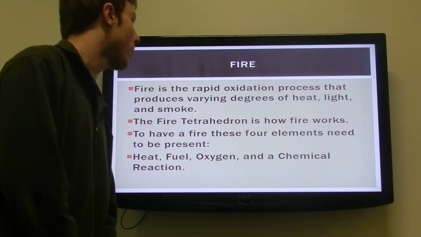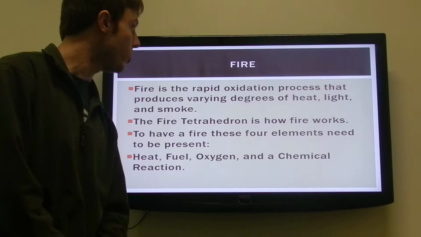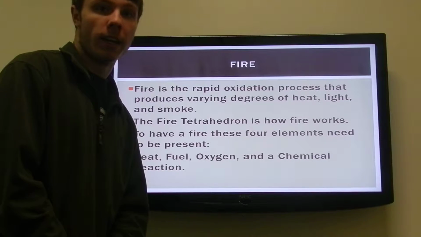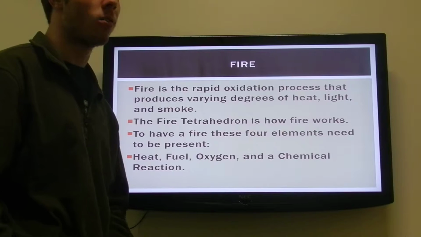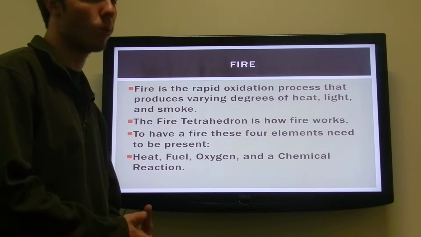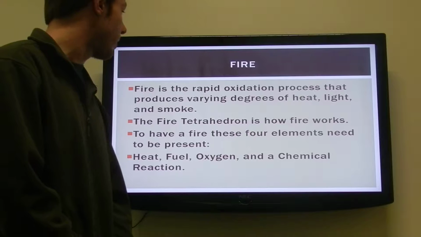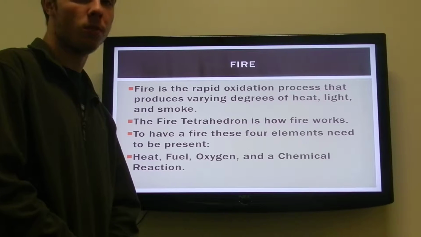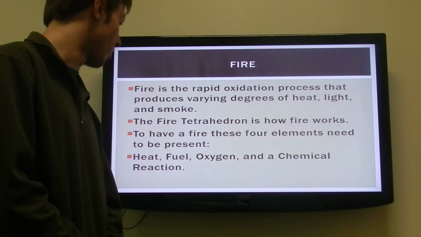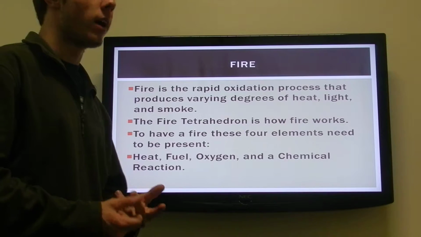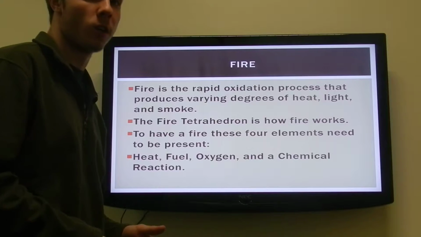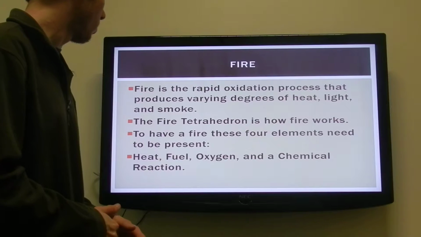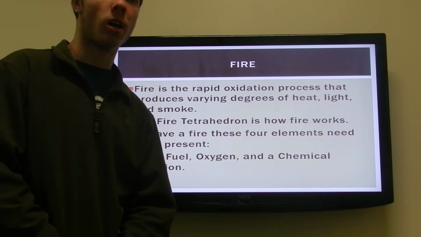Okay, so fire is the rapid oxidation process that produces varying degrees of heat, light, and smoke. The fire tetrahedron is basically how fire works, and there's also the fire triangle, which is the simpler method. The fire tetrahedron has four main elements: heat, fuel, oxygen, and a chemical reaction. The fire triangle is a simpler version with only heat, fuel, and oxygen. But mainly they use the fire tetrahedron.